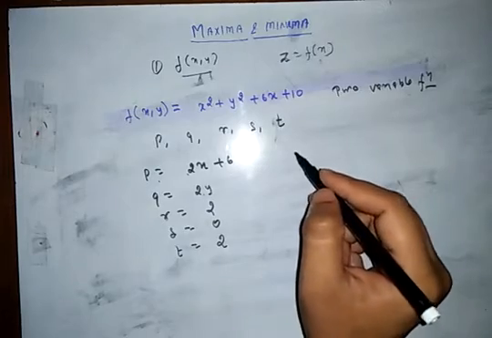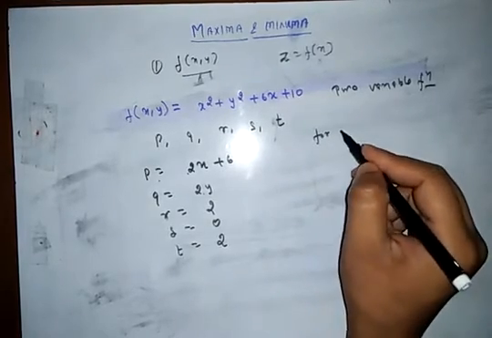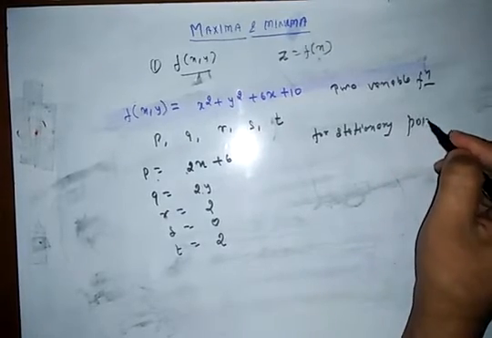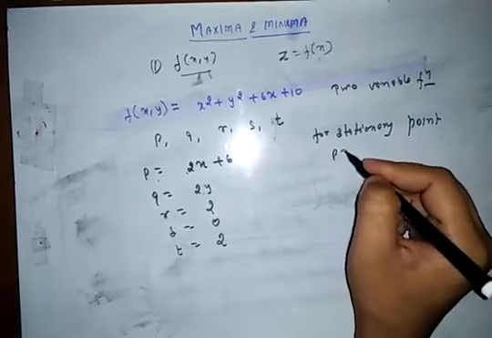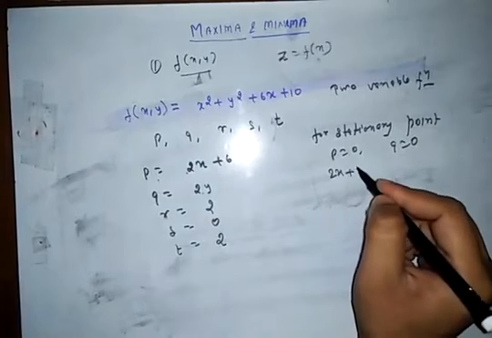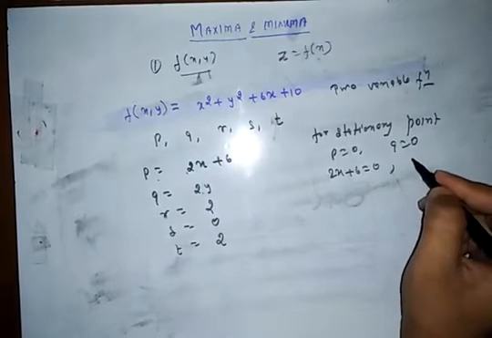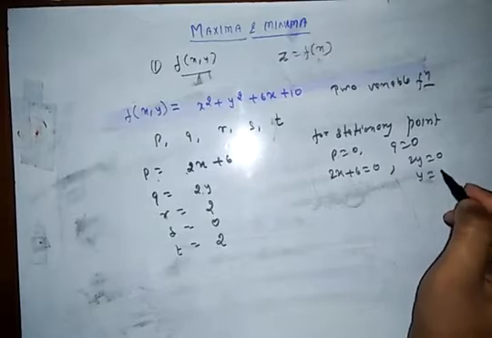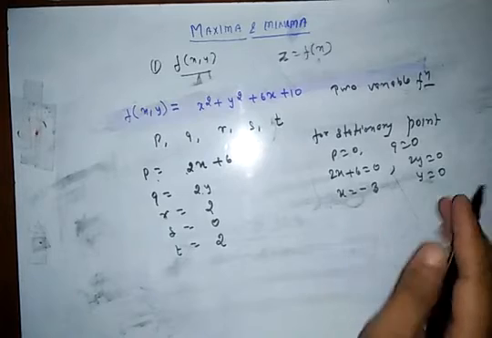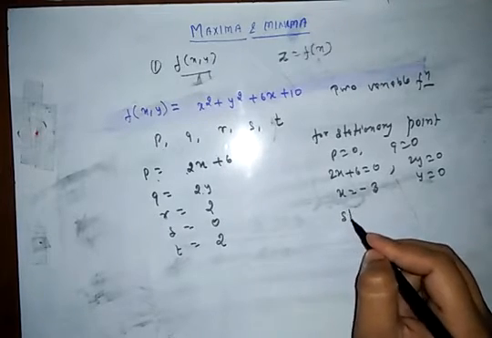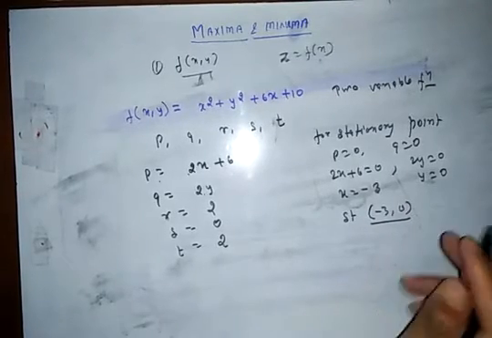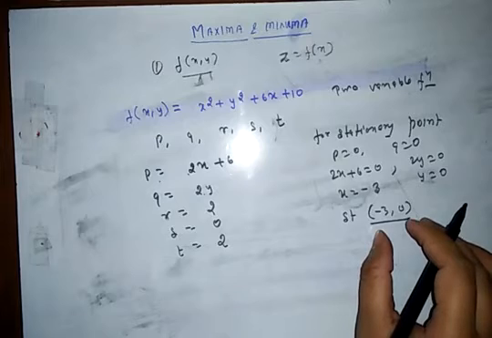So for the stationary points, you will put p equal to 0 and q equal to 0. So put twice of x plus 6 equal to 0 and again 2y equal to 0. You will get y equal to 0 and x equal to minus 3. So you get the stationary point: minus 3 and 0.